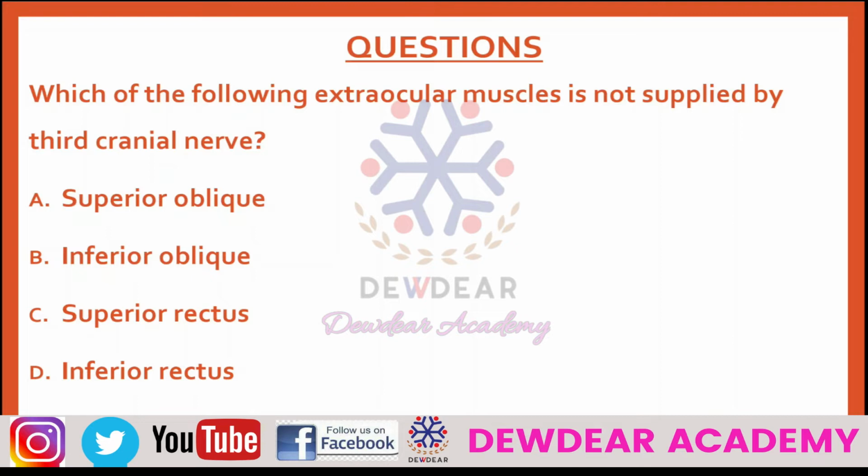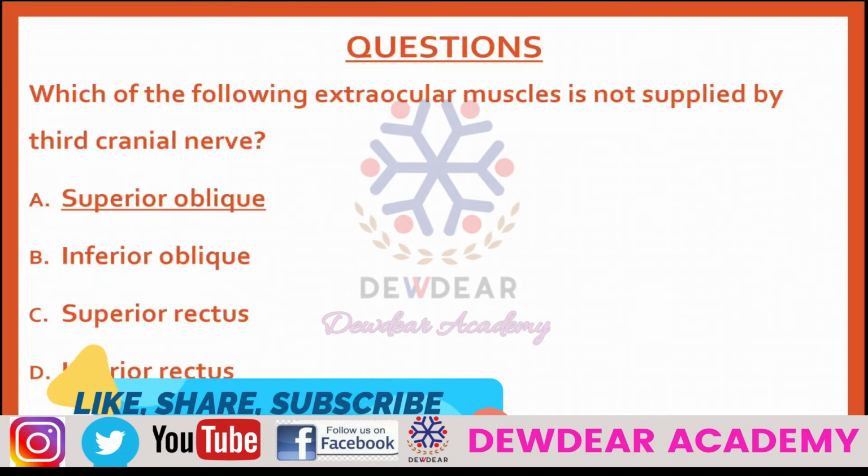The next question, which of the following extraocular muscles is not supplied by third cranial nerve? Options superior oblique, inferior oblique, superior rectus, inferior rectus. Correct answer is superior oblique. Superior oblique is not supplied by third cranial nerve. It is supplied by the fourth cranial nerve.